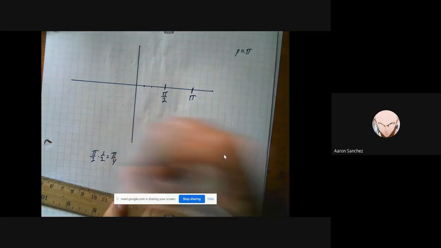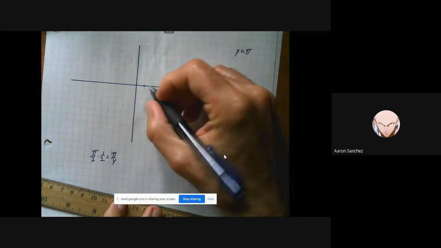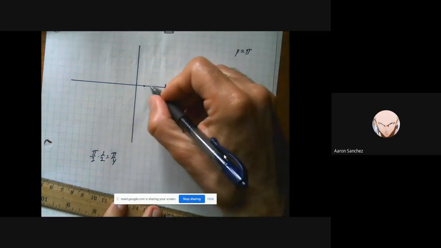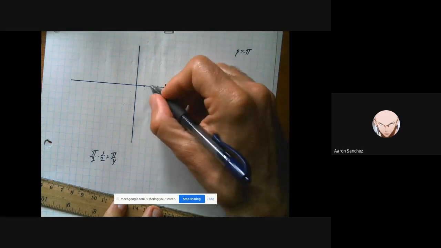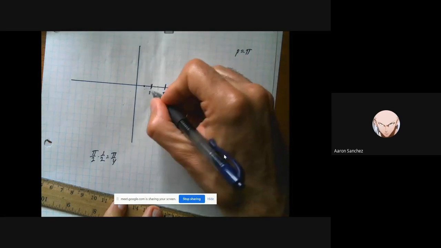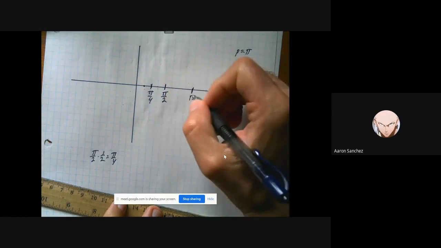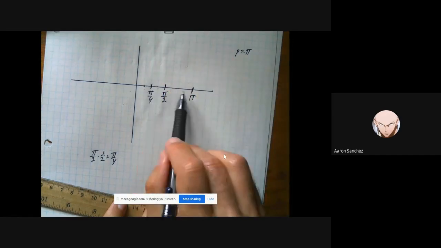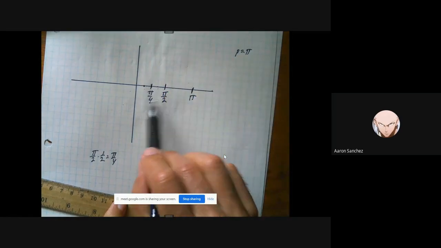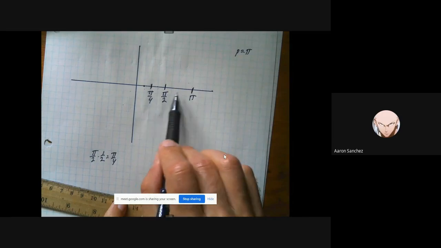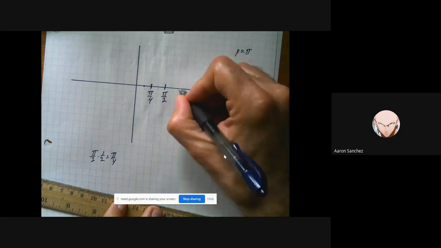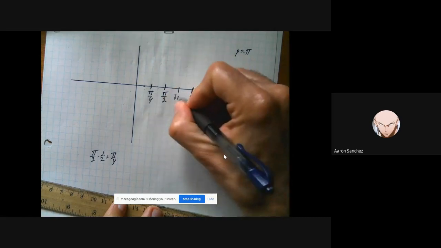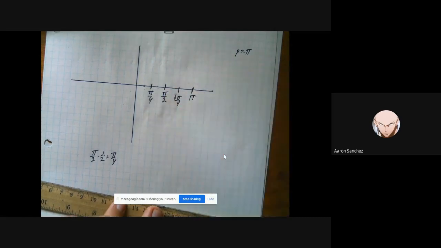pi over 4, right? So the halfway point between this would be here, and that would be pi over 4. Now, what's this point right here? Well, it's this plus this. We go pi over 4 plus this is 2 pi over 4. So then we have here 3 pi over 4. Basically, you're adding these two and we get 3 pi over 4. That's how we're going to get our points.